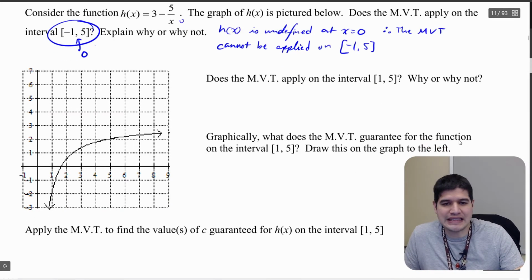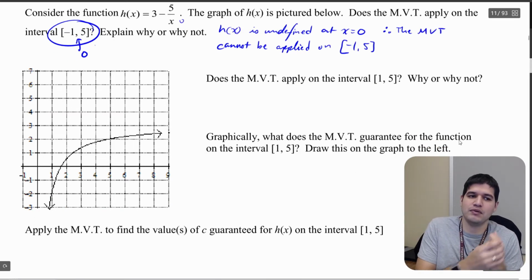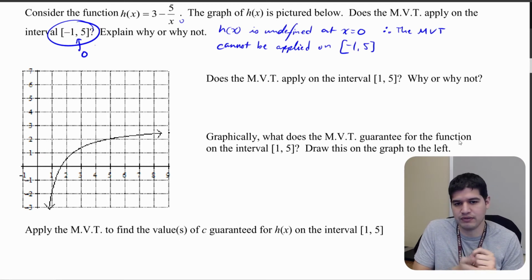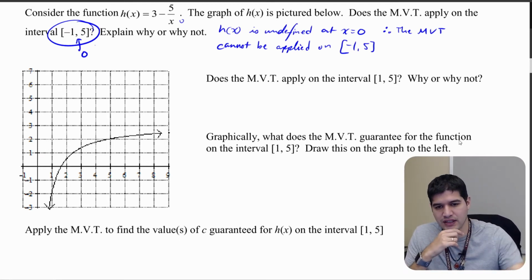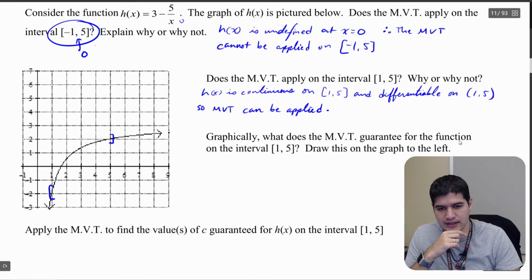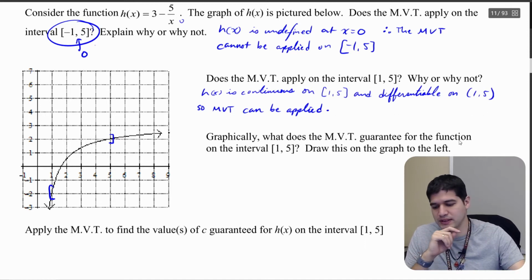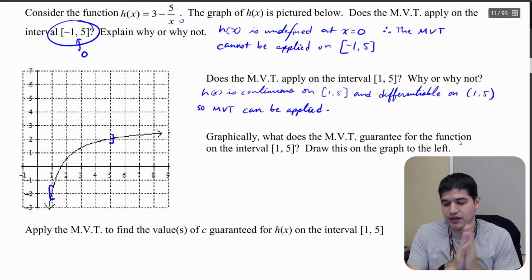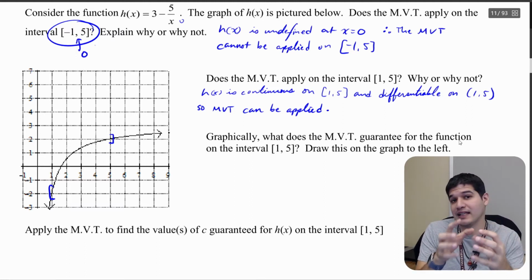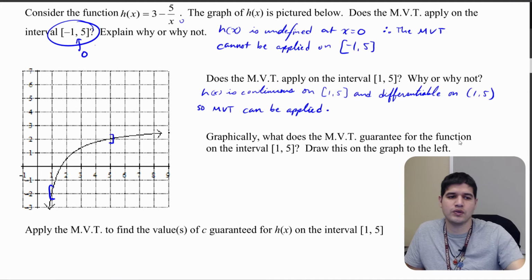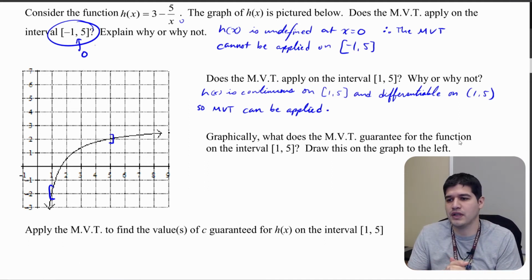So now let's look at this next question. Does the mean value theorem apply on the interval from 1 to 5? Well, from 1 to 5 here, we can see that it is continuous the entire time. And since it's curved, that's going to mean it is differentiable. So therefore, the mean value theorem can get applied in that case. So what does the mean value theorem guarantee for the function on the interval from 1 to 5?